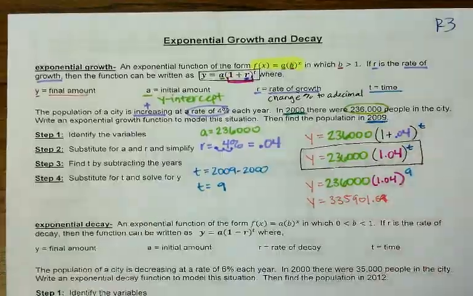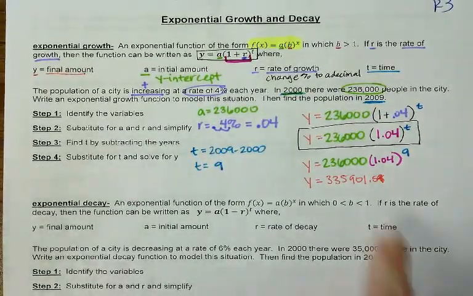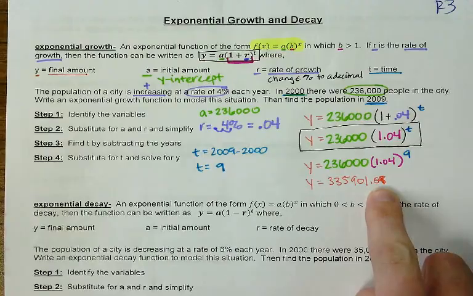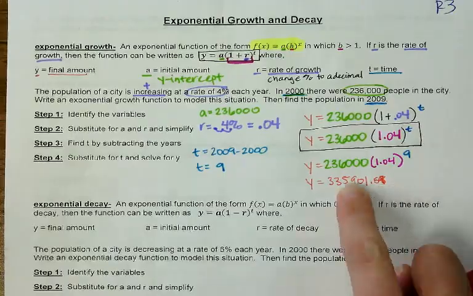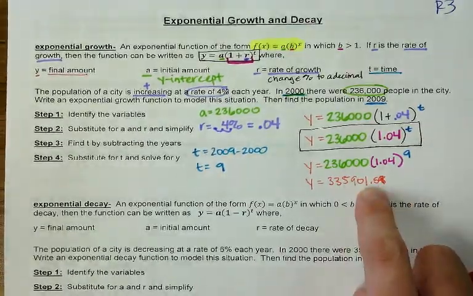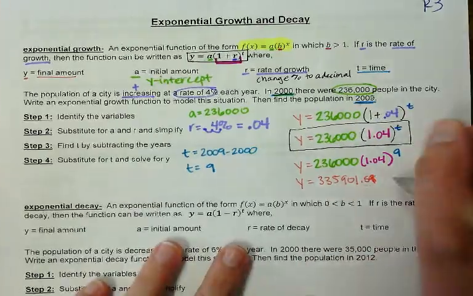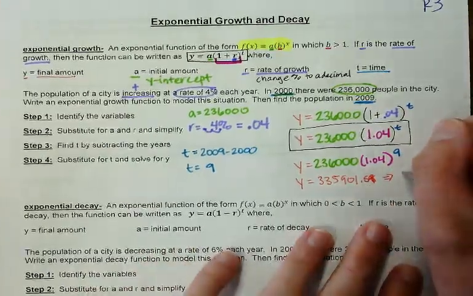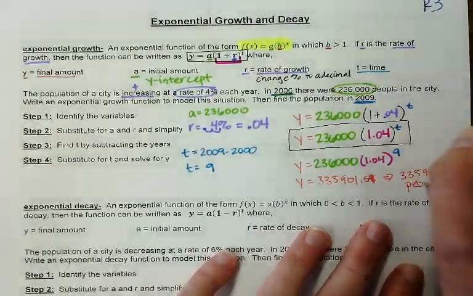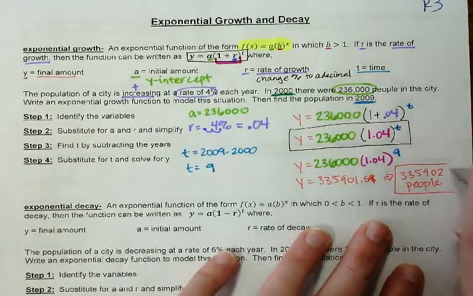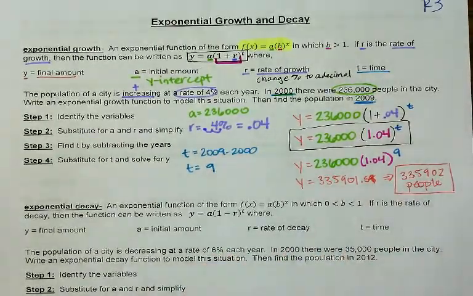Okay, but guys, we're dealing with people. So would we ever do a decimal of a person? No, we don't talk about half of people. We don't talk about parts of people. So when we're talking about people, we want to round it to whole numbers. Does that make sense, y'all? So we are going to say that this is 335,902 people. So in 9 years, the new population would be approximately 335,902 people, according to this exponential growth model.